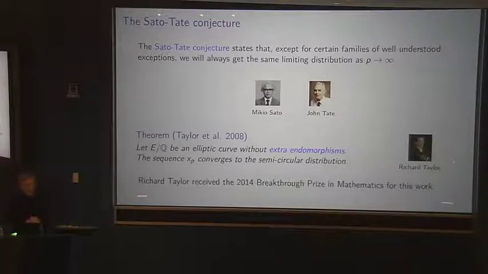This question was open for many years, but it was finally laid to rest by Richard Taylor and his collaborators in around 2008, when they were able to prove that the conjecture made by Sato and Tate is actually a theorem. That if you take an elliptic curve that doesn't have any extra endomorphisms, these are the ones that lie in the special families I mentioned, you will always see this semicircular distribution. And Richard Taylor was awarded the 2014 Breakthrough Prize in Mathematics for this work, which came with a $3 million award attached to it. Okay, so hopefully that motivates you to want to prove theorems, so that there's money on the line.